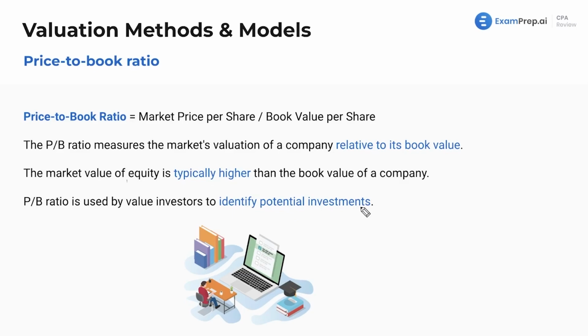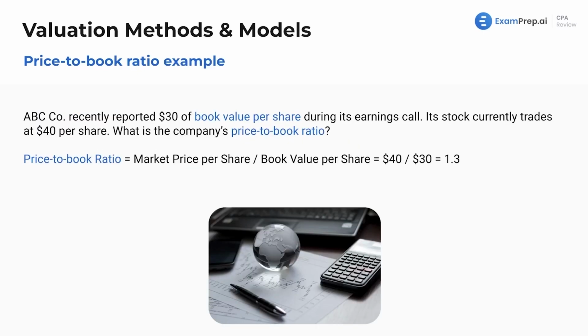Similarly, for all these ratios, we want to know when you're using them, why you are using them, is it better to have a higher or lower one, and then be able to plug them into some examples. Here we go. Similar numbers, similar look again. We recently reported $30 of book value per share. So maybe on paper the company's worth $1 million, and we get our $30 book value per share during its earnings call. Stock currently trades at $40 per share, so that's $10 of premium.